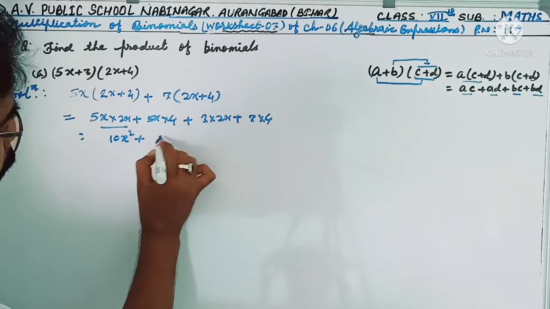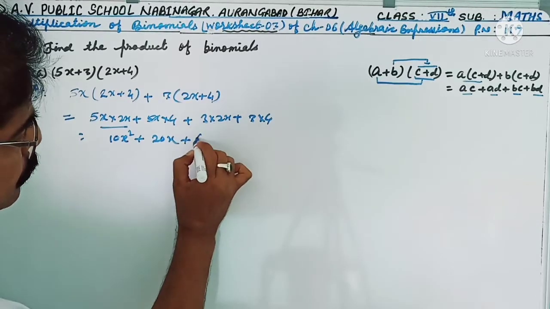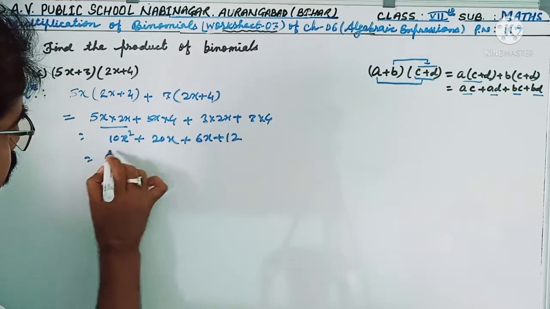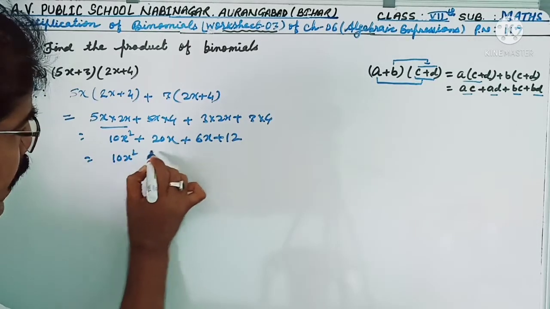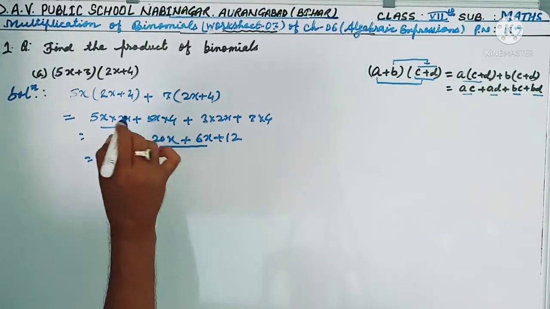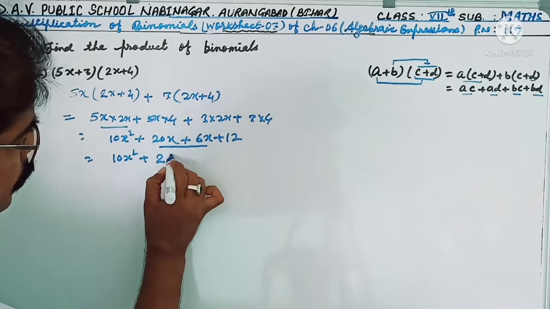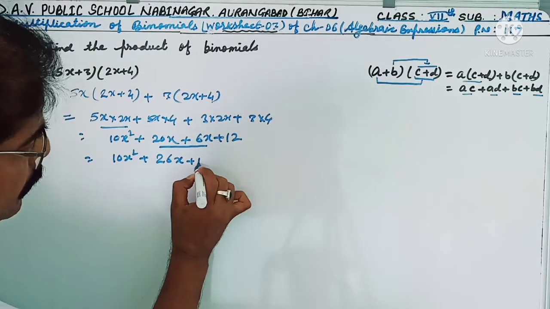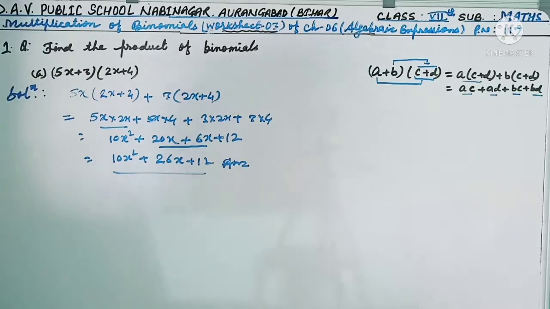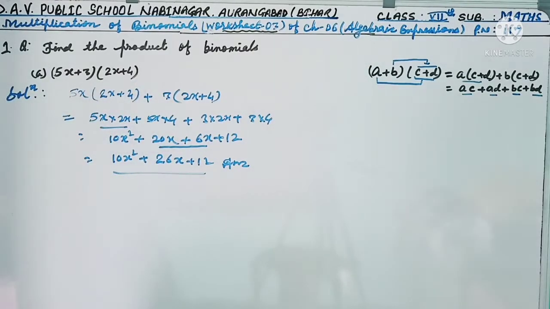is equal to 5 times 2, 10x square, plus 5 times 4, 20x, plus 3 times 2, 6x, plus 3 times 4, 12. That is 10x square and 20x plus 6x are like terms in the algebraic expression. So 20 plus 6, 26x plus 12. This is the product of the given two binomials, and this is your answer.